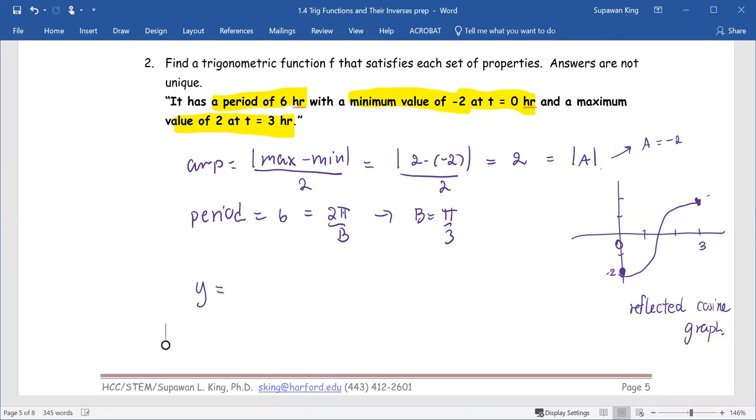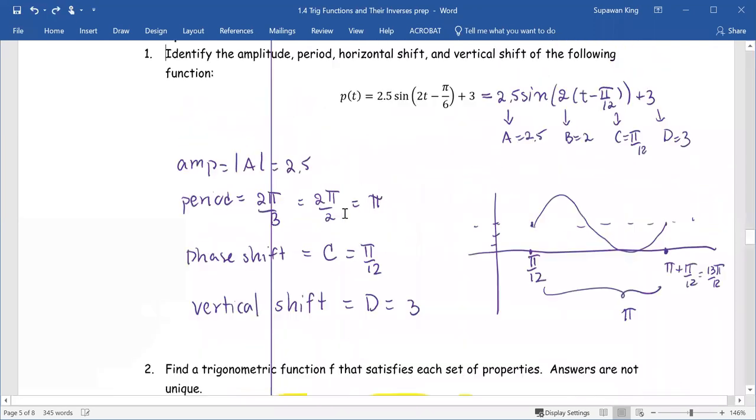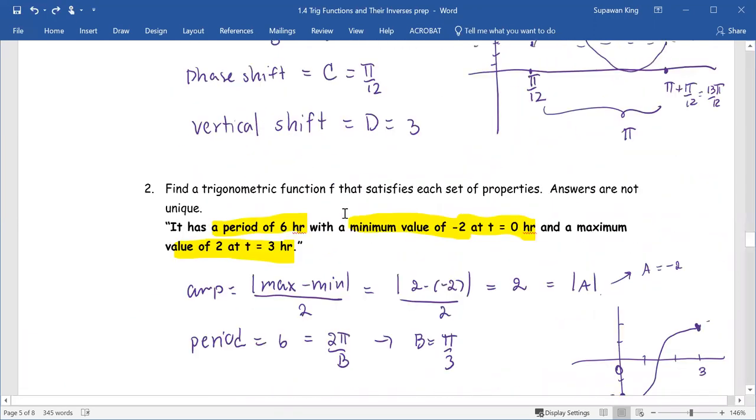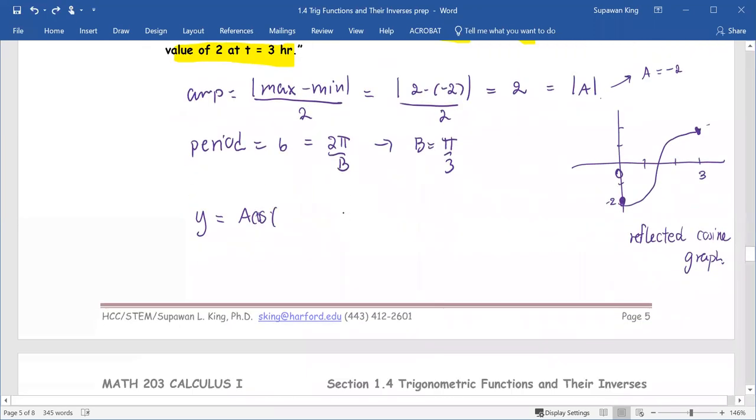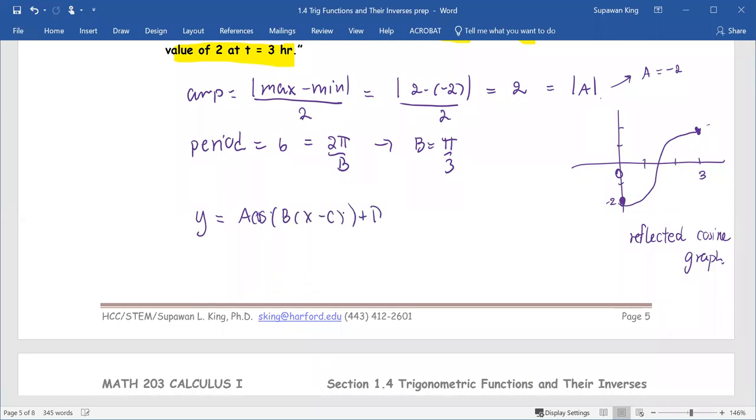So our equation is y equals A times cosine of the quantity Bx minus C, plus D. In this case, there is no vertical shift and no horizontal shift, so C and D are 0. Therefore, we have y equals negative 2 cosine of pi over 3 times x.